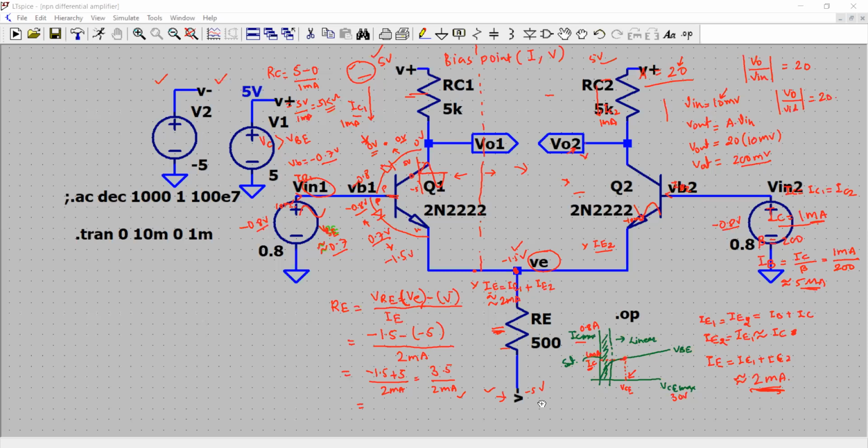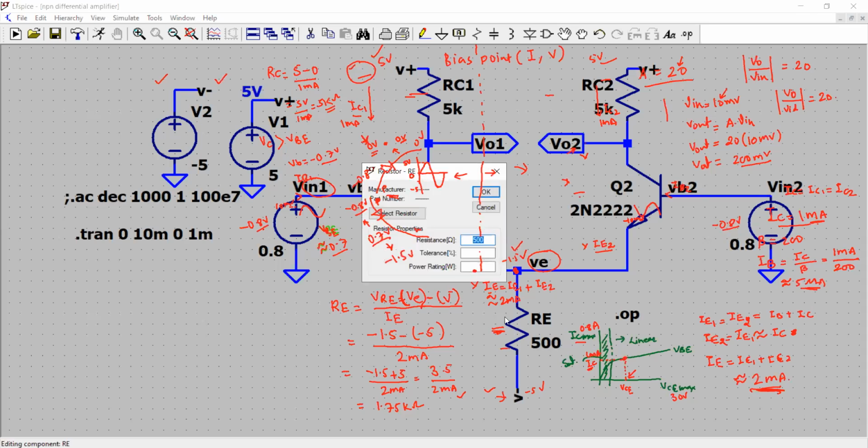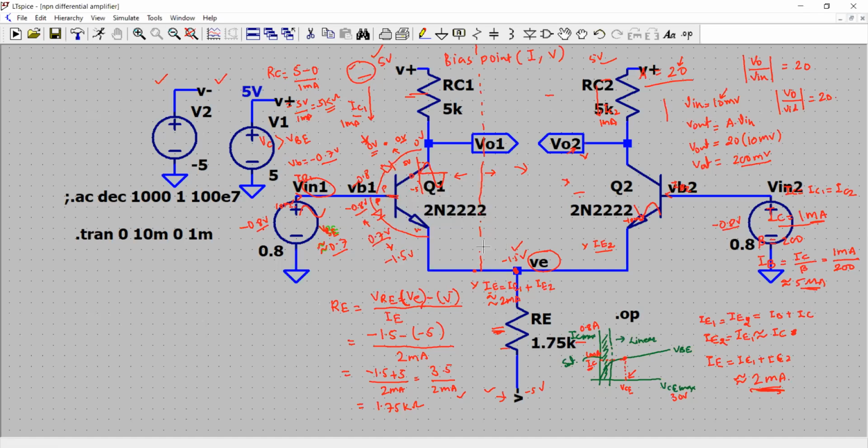It comes out to be approximately 1.75 kilo ohms. So let's do that. Let us change the value right here. So we are progressing step by step to select the values of our resistors. So we have for a given transistor here, it is about 1.75K, right? So it's about 1750 ohms.